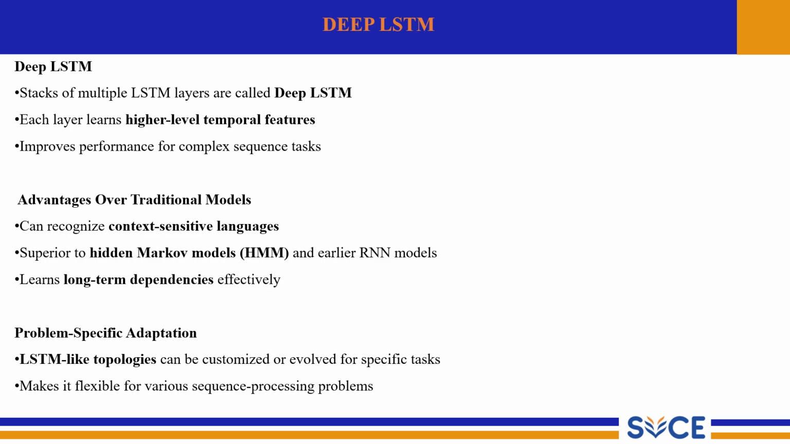So next one is superior to hidden Markov model and earlier RNN. When compared to these models, LSTMs do not rely on strict probabilistic assumptions like HMM. They can handle long-range dependencies much more effectively. So they reduce issues like vanishing gradients that affect early RNNs.